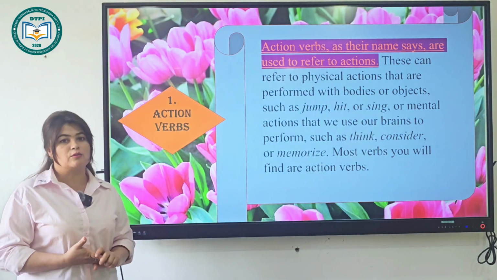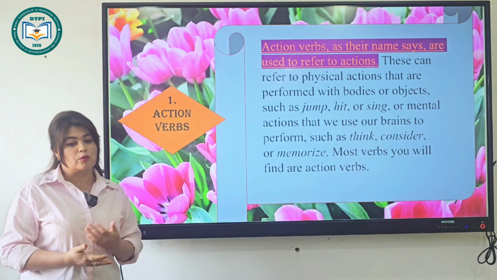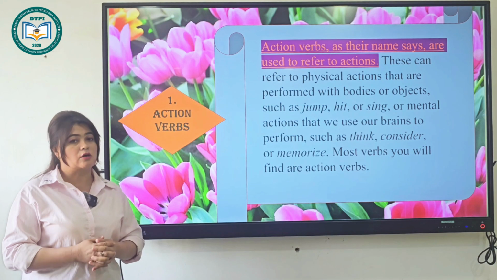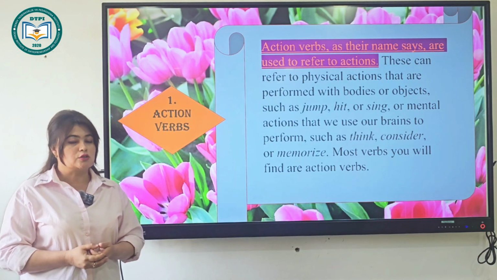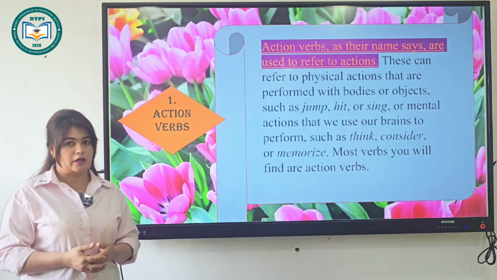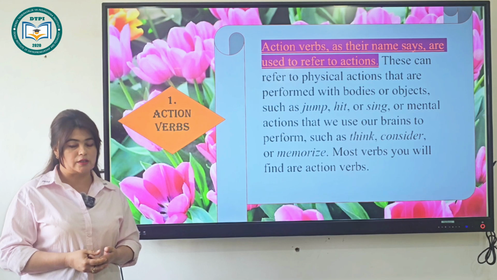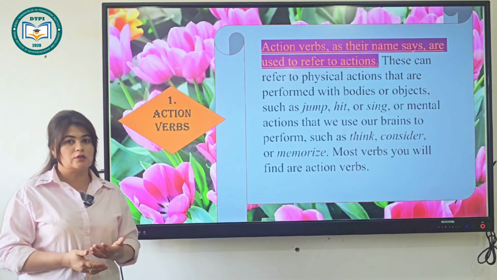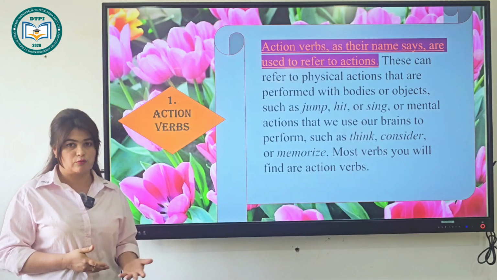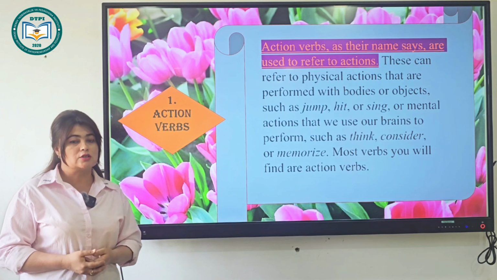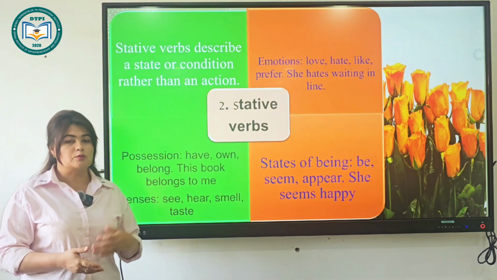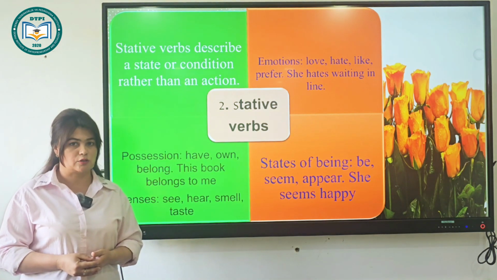The first type of the verbs are called action verbs. So what is an action verb? Action verbs, as their name says, are used to refer to actions. These can refer to physical actions that are performed with bodies, like to sing, to hit, to jump, and mental actions that we use our brains to perform, like to think, to consider, and to memorize. Most of the verbs we will find in a language are action verbs.